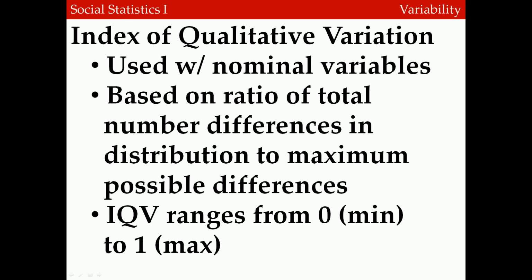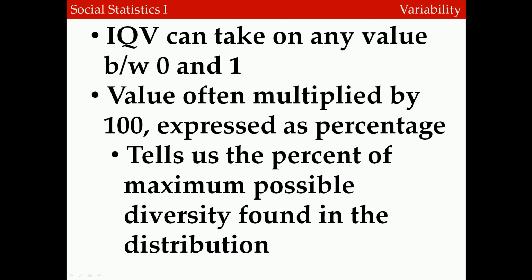Let's start with the most basic measure of variability, something called the index of qualitative variation, or IQV. This is something that's used with nominal variables, and it's based on the ratio of the number of differences in a distribution relative to the maximum possible number of differences. IQV ranges from 0 at its minimum to 1 at its maximum, and it usually takes on values between 0 and 1. Often the value is multiplied by 100 and expressed as a percentage, and it tells us what percent of the maximum possible diversity is found in a distribution.